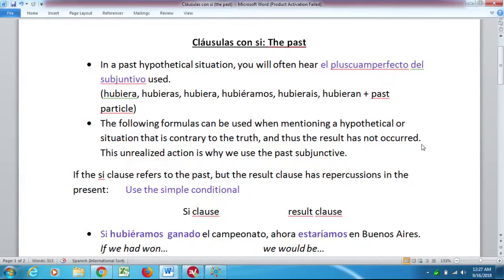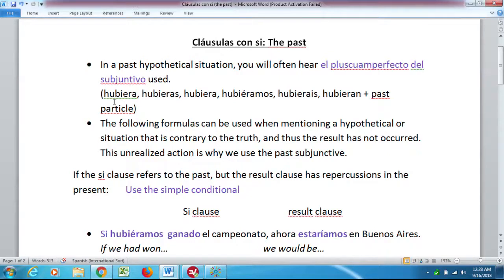Hola, vamos a hablar de las cláusulas con sí. En el pasado, talking about the past. Remember that cláusulas con sí, or the sí clauses, refer to hypothetical situations. In a past hypothetical situation, one that has already occurred, you will often hear el pluscuamperfecto del subjuntivo used. The pluperfect subjunctive.